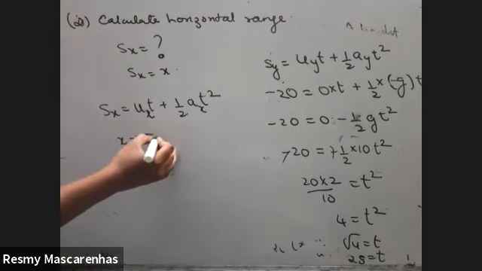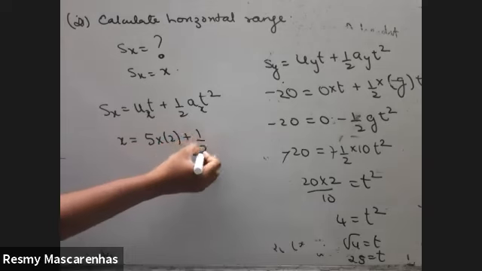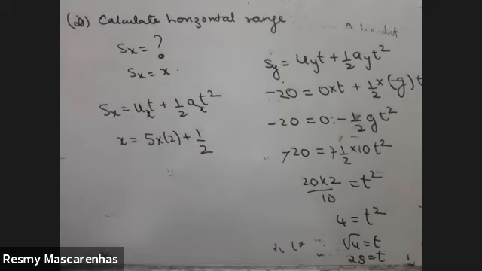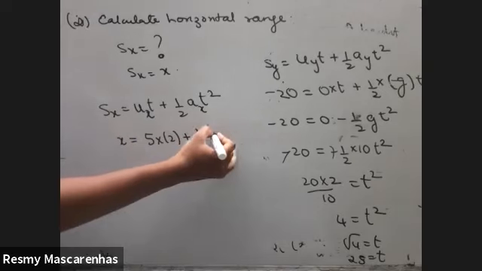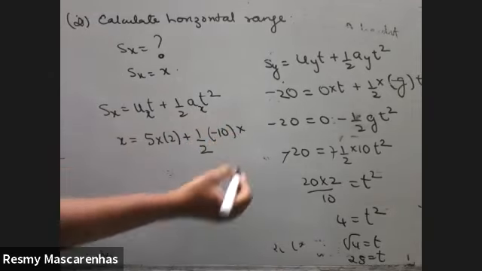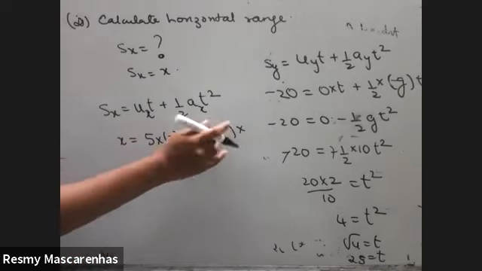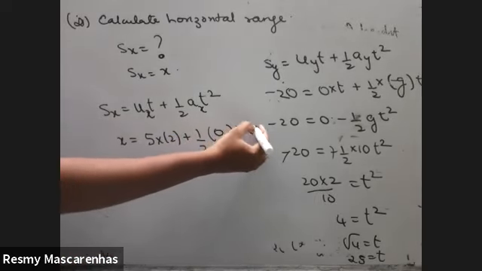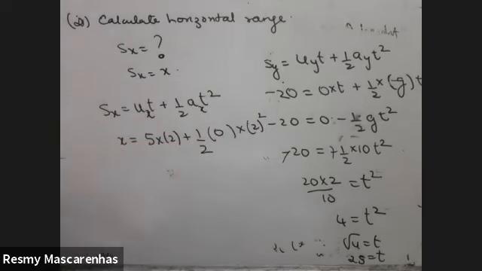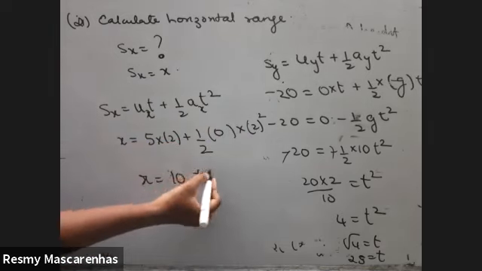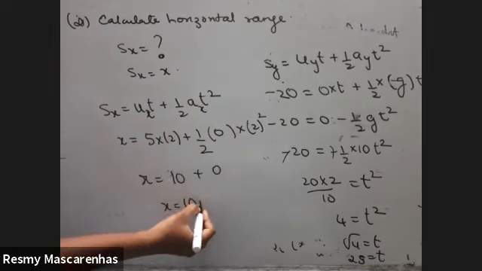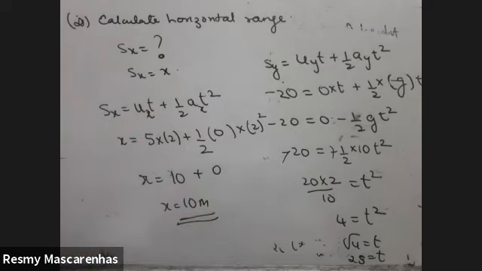Ux was how much? 5. Time is 2. Acceleration is minus 6. X component, no? So this will be definitely 0. And this will be 2. X is 0. So answer will be 5 times 2, which is 10. And this is anyway 0. So that is 10 meters.